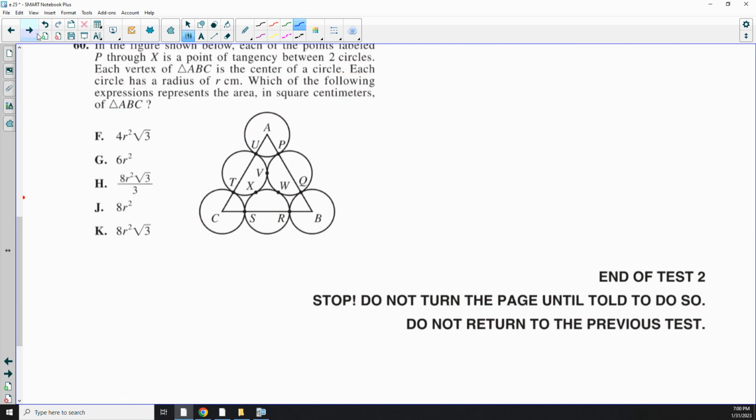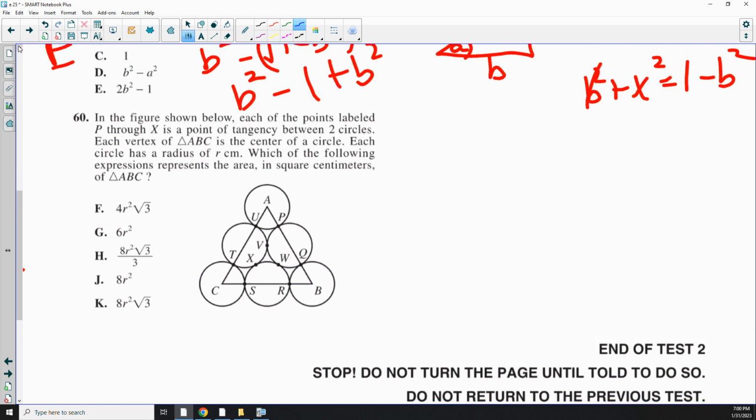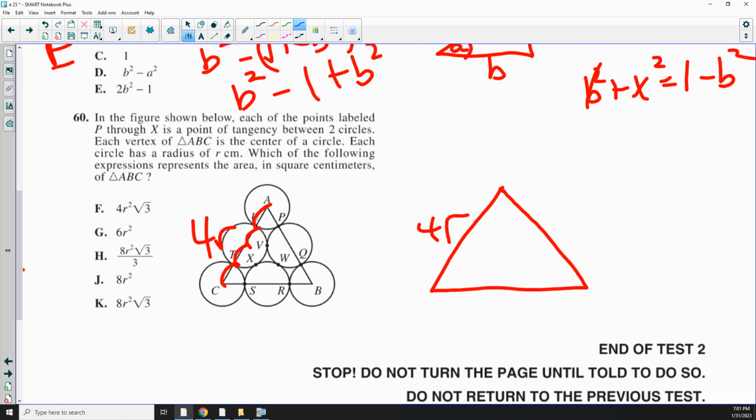Okay. This one I got by, well, if every circle has a radius r, well, let's count. 1r, 2r, 3r, 4r, huh? And that's all the lengths of the sides, huh? So it's an equilateral triangle whose sides are 4r, and you could drop the altitude from the top here to the bottom. That's going to split this into 2r, 2r.